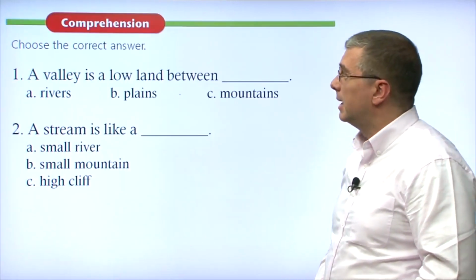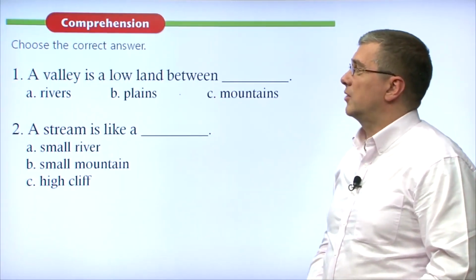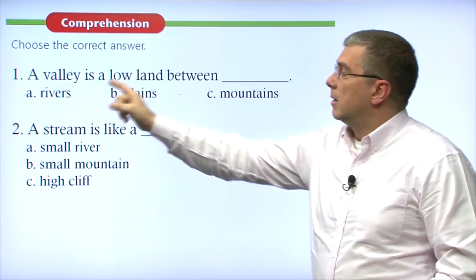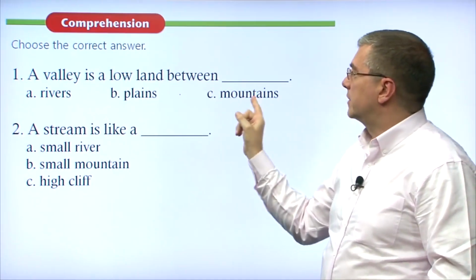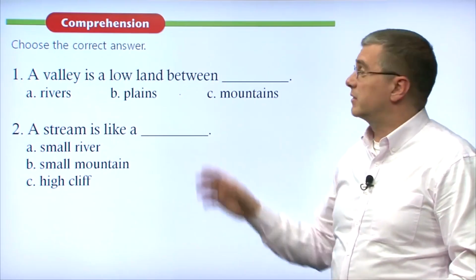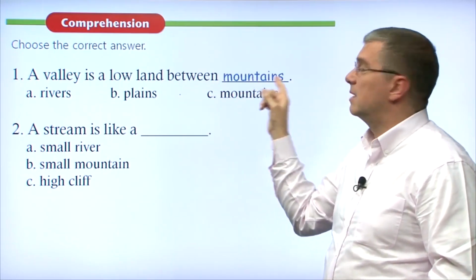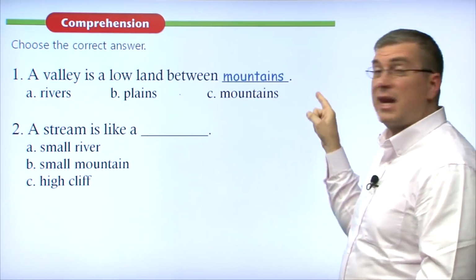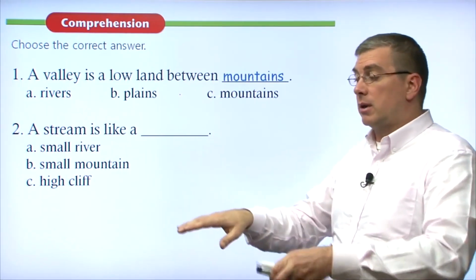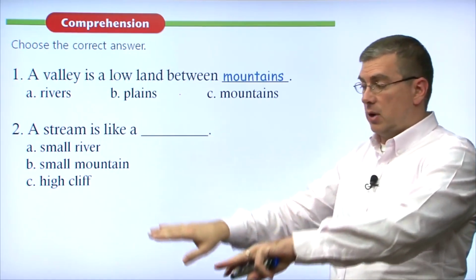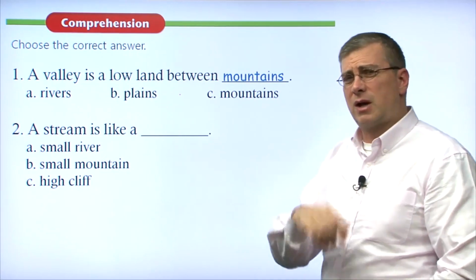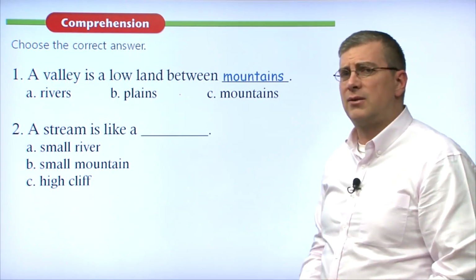Okay. Let's move on with some comprehension questions. The first one here, a valley is a lowland between A, rivers, B, plains, or C, mountains. We just talked about this, right? On the previous slide, we saw that a valley is a lowland between mountains. You could also say or hills, right? Because we have valleys between hills too. But anytime when the land is high on both sides and you have a low area of land in between, we call that a valley. Okay? And we also talked about canyon before. It's a special kind of valley.